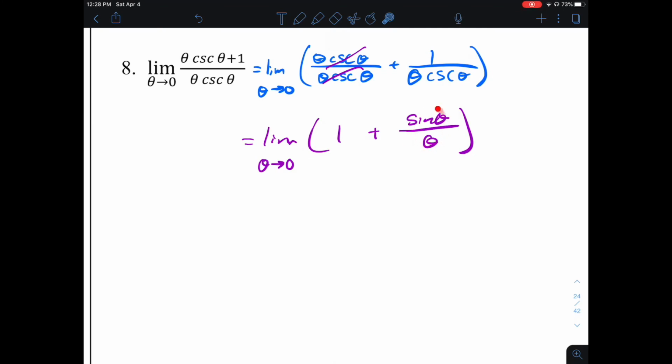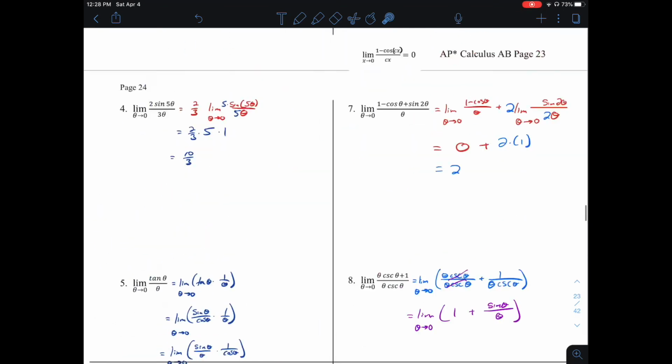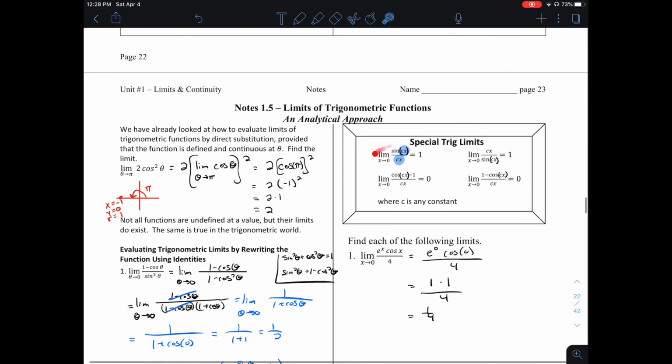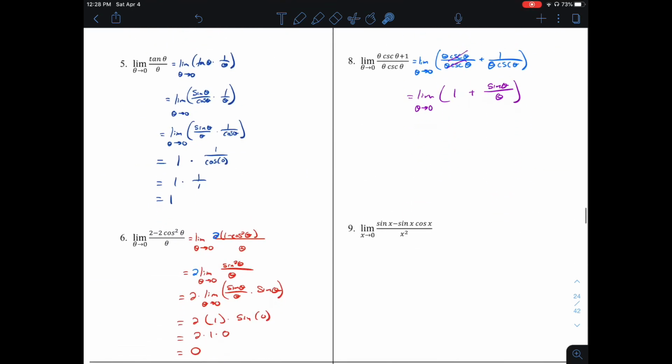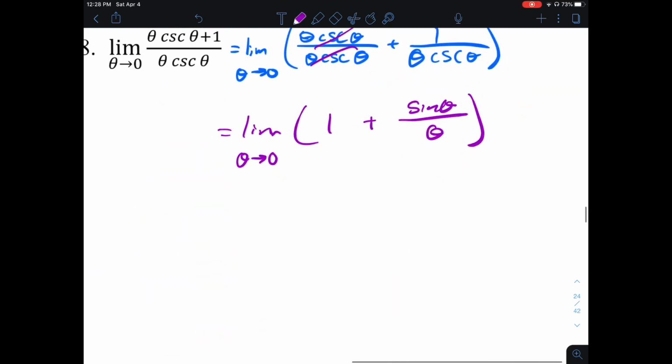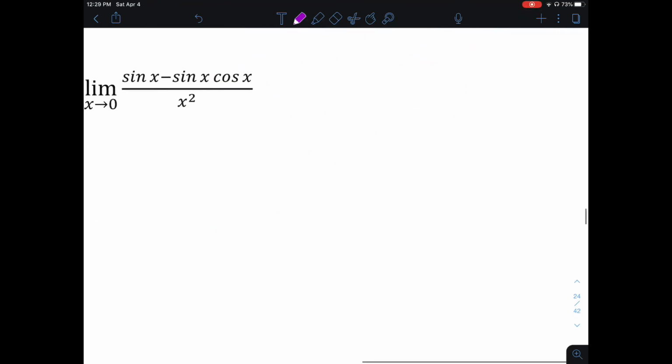And then what do we got? Well, according to our rule here, this is going to equal 1, special trig limits. So this is going to end up being 1 plus 1. It's a little something I like to call 2.